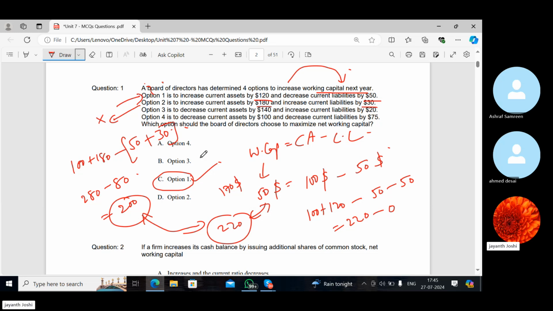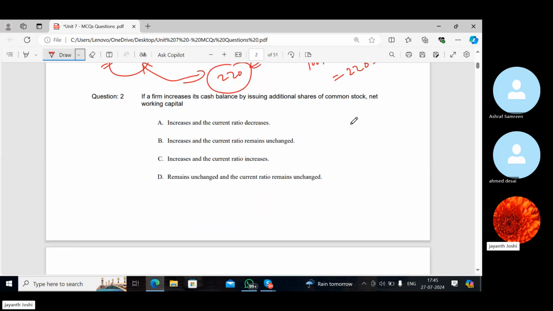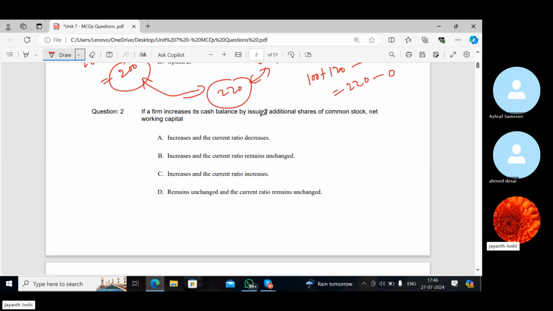Okay, shall we move forward if you have done this? Yes. If a firm increases its cash balance by issuing additional shares of common stock, net working capital what? Tell me. Of course, increases and the current ratio increases.